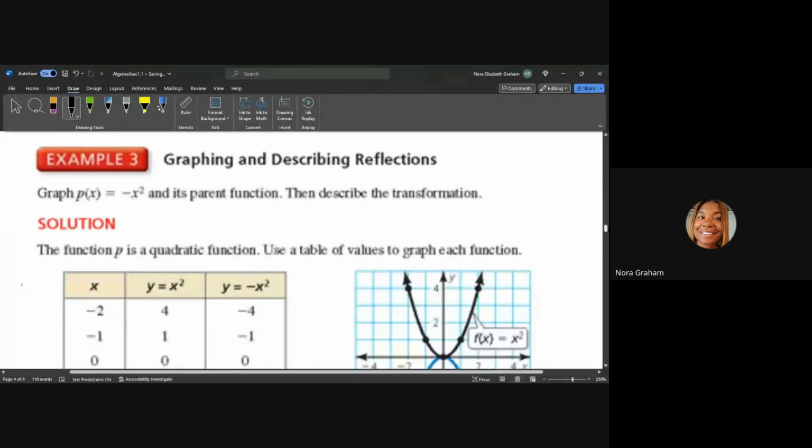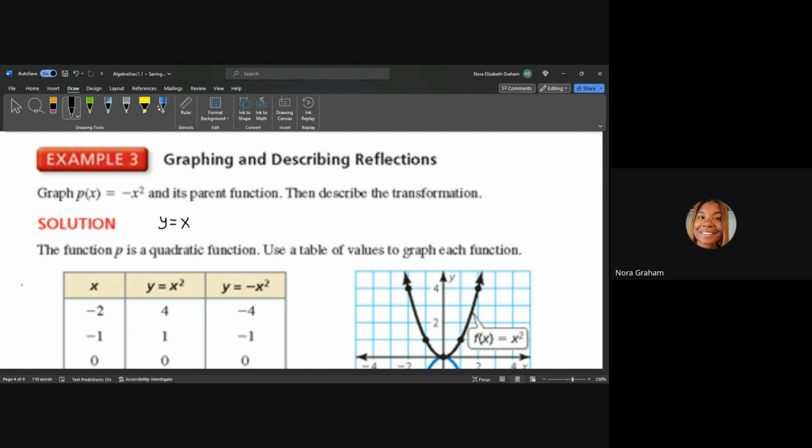Graphing and describing reflections. So for this one, it says graph p of x equals negative x squared and its parent function. Then describe the transformation. Our parent function for this one is actually going to be a parabola. So the parent function just looks like y equals x squared.